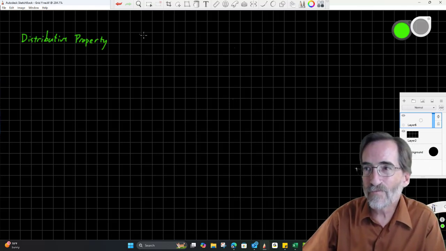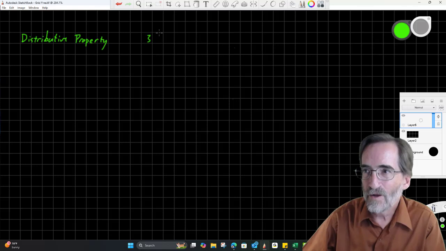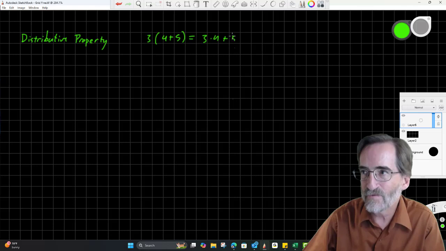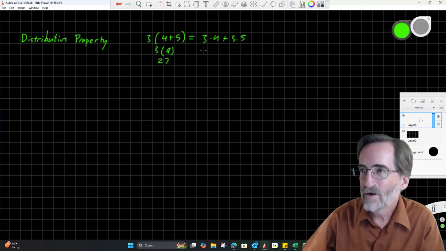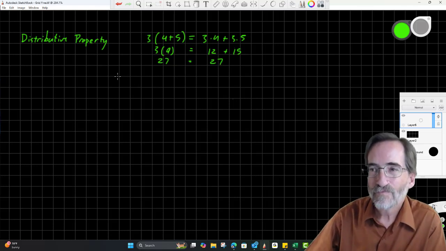The distributive property says this. If I have a number multiplied by a sum, so a quantity multiplied by a sum, let's say 3 times 4 plus 5, that's the same as distributing the 3 to the 4 and to the 5 separately. We can verify: 4 plus 5 is 9, 9 times 3 is 27. 3 times 4 is 12, 3 times 5 is 15, and 12 plus 15 is 27. So it works for numbers.